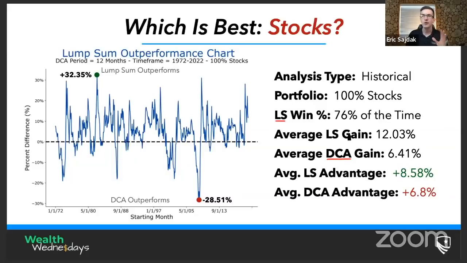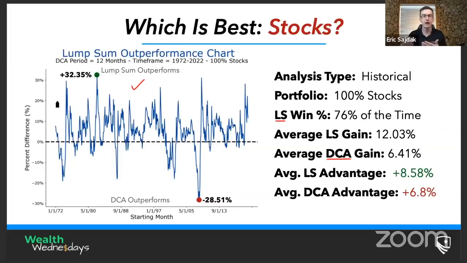What we see here first is that if we were looking at dollar cost averaging over 12 months or lump summing all at once, lump summing wins in stocks 76% of the time. We see here on the chart, looking at the 0% line, anytime this is above the line over here, it means that lump summing is outperforming dollar cost averaging. So we see the majority of these trials where lump summing wins.